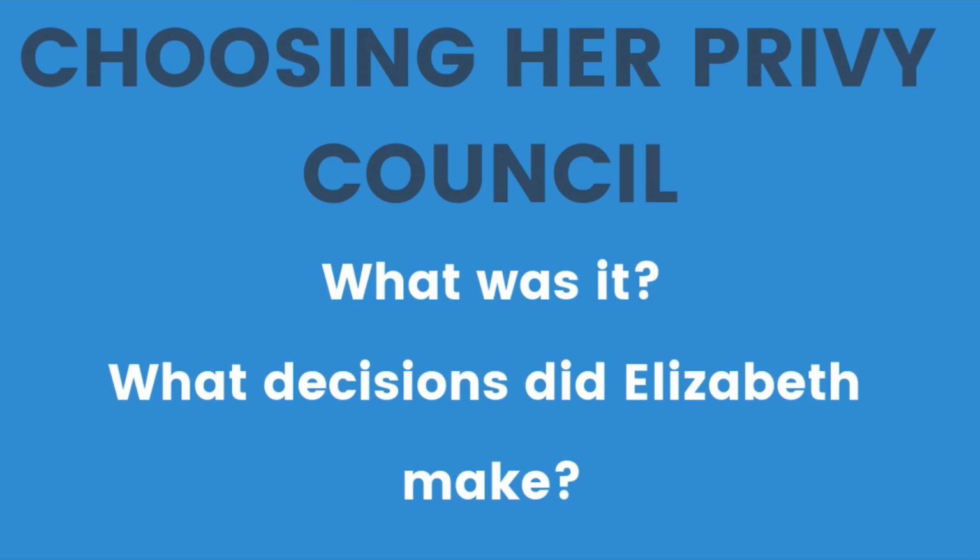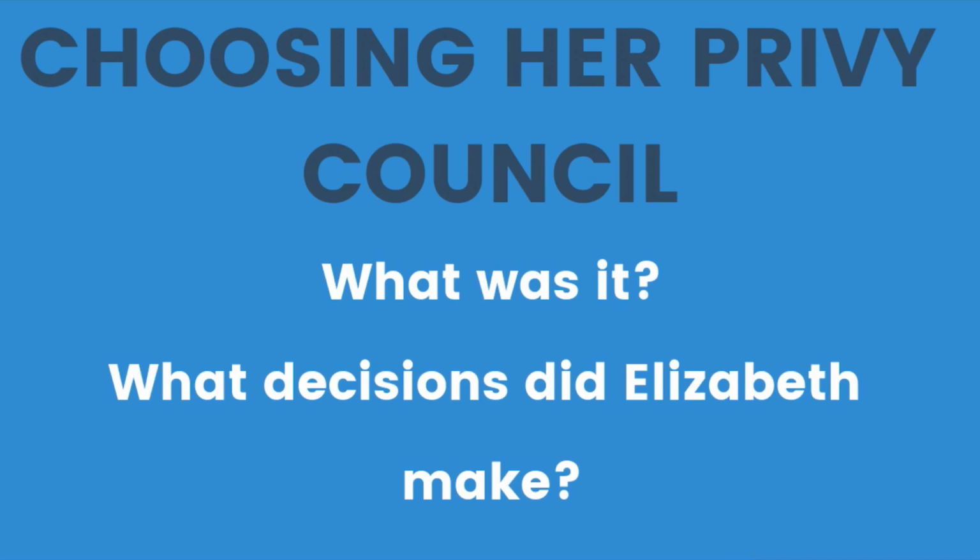So, choosing her Privy Council. The prompts I've given you are, what was it? What decisions did Elizabeth make? The Privy Council was Elizabeth's most important part of government. The Privy Council was made up of men who were chosen to be her advisors or as heads of the various government departments. For example, a Lord Treasurer was appointed who oversaw the Exchequer. If you go back to video 1 when we were talking about money being a problem for Elizabeth, we mentioned the Exchequer there. These advisors or heads of department met frequently, sometimes daily, and advised on all big decisions of state such as war, religion and marriage. They were responsible for administration, for meeting foreign ambassadors, for writing letters on Elizabeth's behalf.